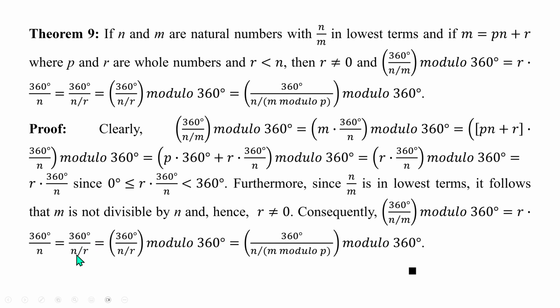Well, this expression, you can move that r back down to this denominator here, rewrite this as 360 degrees, all divided by n over r. We know that this is going to be less than 360 degrees, but nonetheless, we could rewrite that as 360 degrees divided by n over r, modulo 360 degrees, and then r is the remainder that we get when we divide m by n. So we can replace r by m modulo n. So we get that this expression here is equal to 360 degrees divided by n over (m modulo n), whole thing reduced modulo 360 degrees.